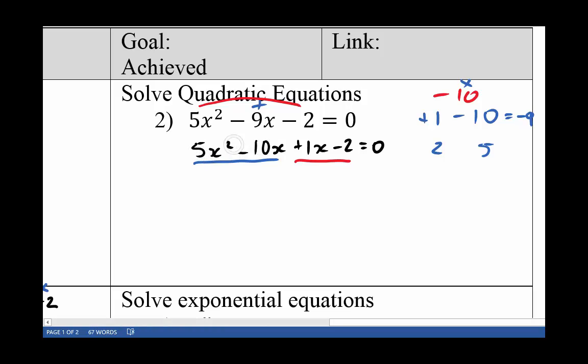So what is common about these? Both of them have a 5 in it, so I can put a 5 there. They both also have an x, so I can put an x there. 5x times what gives me 5x squared? It's x. 5x times what gives me negative 10x is negative 2. Now I need to factorise these two. What is common about these? In fact, there's no number and there's nothing. So therefore I can put a positive 1 on there.